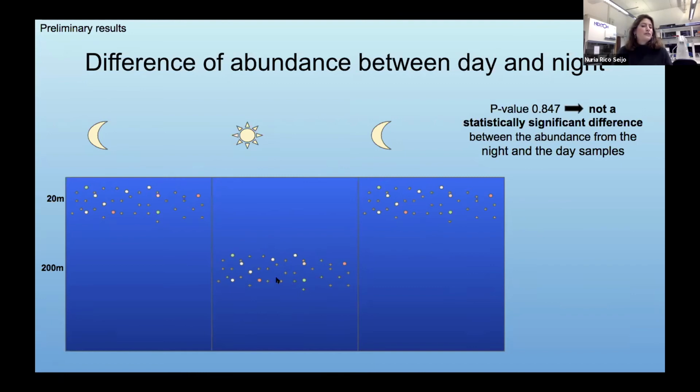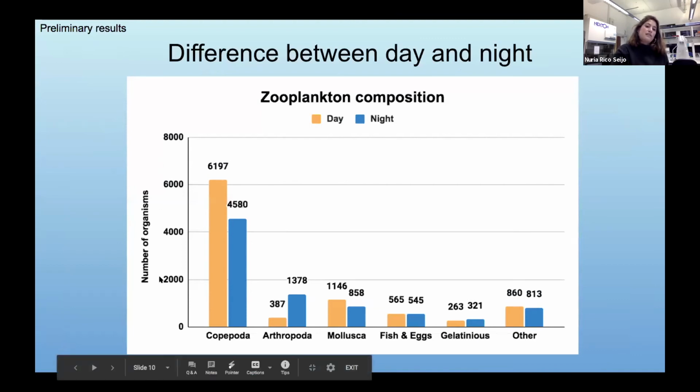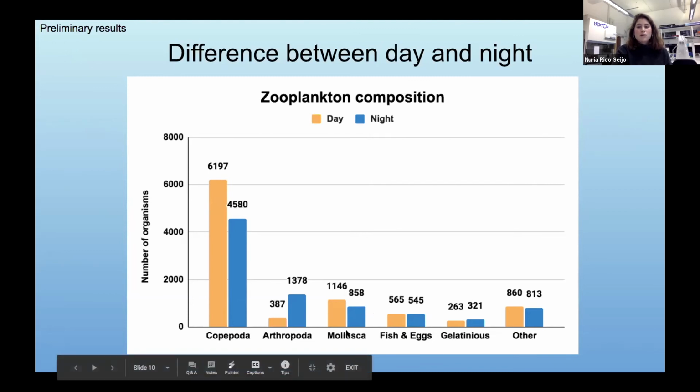But we still were curious and we were like, okay, we don't have a difference in abundance. What about in the composition? Is there a difference between different types of organisms? So we made this graph in which the y-axis is the number of organisms and the x-axis is the different groups. For Copepoda, between day and night, we did have a difference. We have more in the day than at night. The same in Mollusca, but not much in fish and eggs, gelatinous organisms, and the other organisms. So there's not much difference there.